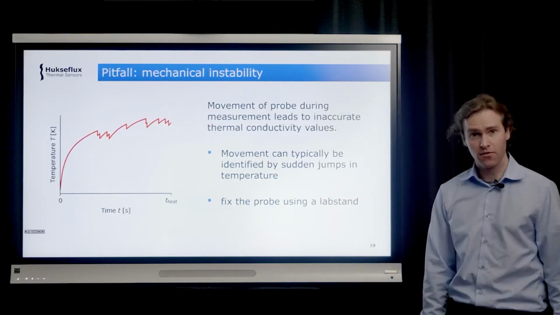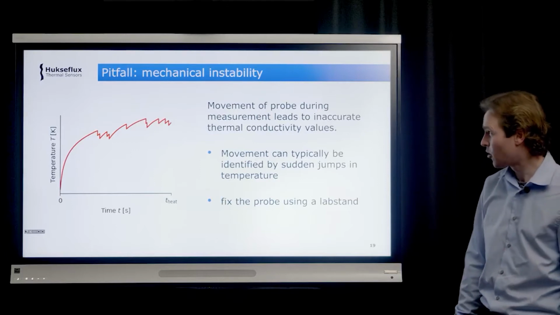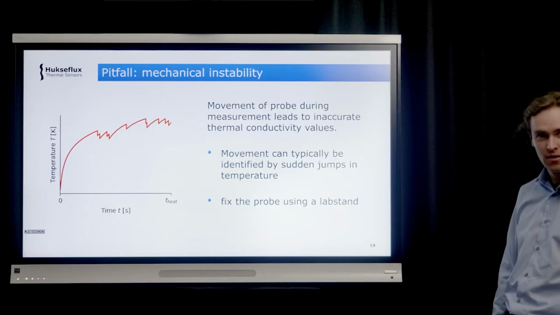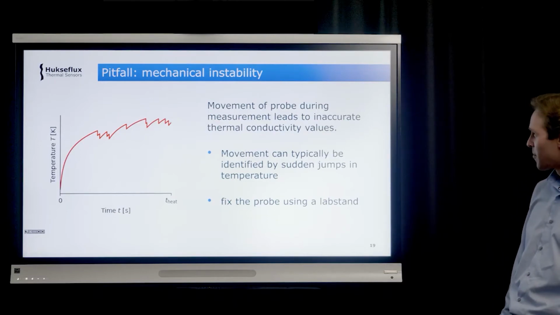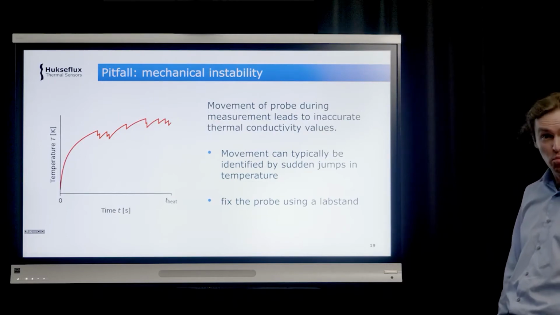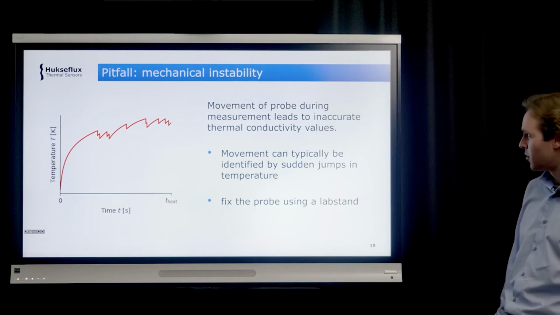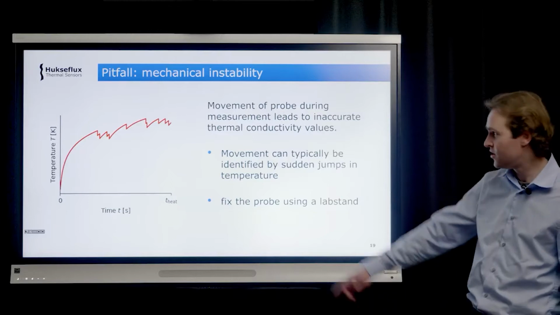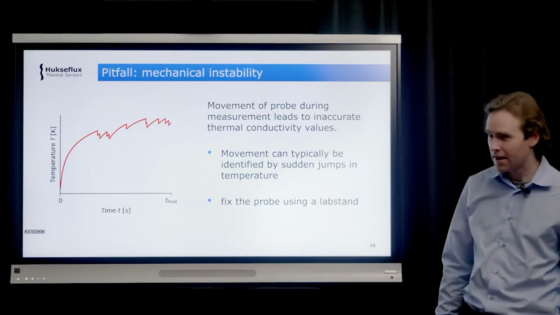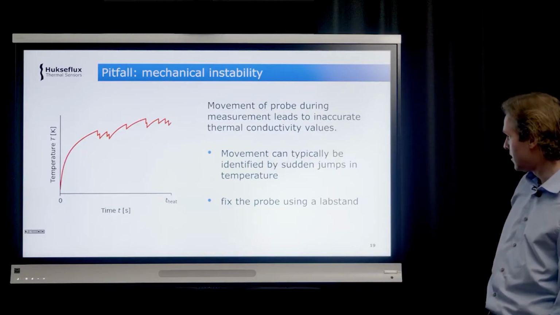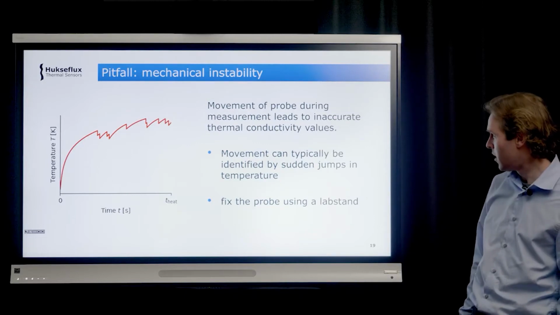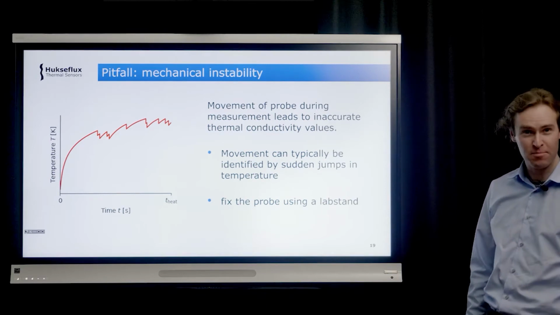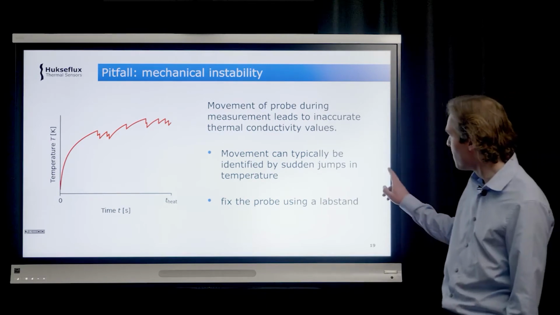Okay, then a second thing to watch out for is mechanical instability. So the probe must be fixed properly, and it shouldn't move during the measurement. So if it does move, then typically you start to see these temperature jumps illustrated in the graph. So it can be recognized quite well. So the advice is to use a lab stand to fix the probe.